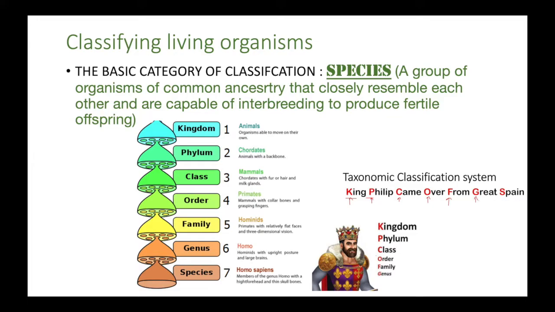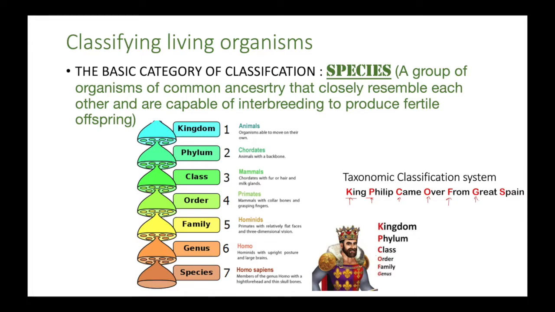And so, as we can see here, there are about 7 tiers of classification. This is called the taxonomic classification system. It goes from the largest umbrella being kingdoms down to the smallest one being species. And here you can see we have a photo with a nice mnemonic to help you to remember it. It says King Philip came over from Great Spain. So K for kingdom, P for phylum, C for class, O for order, F for family, G for genus, and S for species. That should help you to remember the classification system.